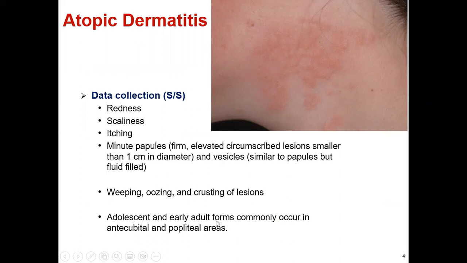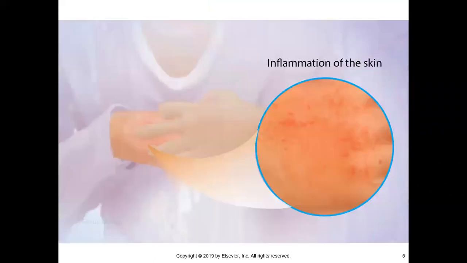The adolescent and early adult form commonly occurs in the antecubital or popliteal area, meaning where the skin is thicker. In this picture, we can see chronic inflammation on the skin, which leads to atopic dermatitis.